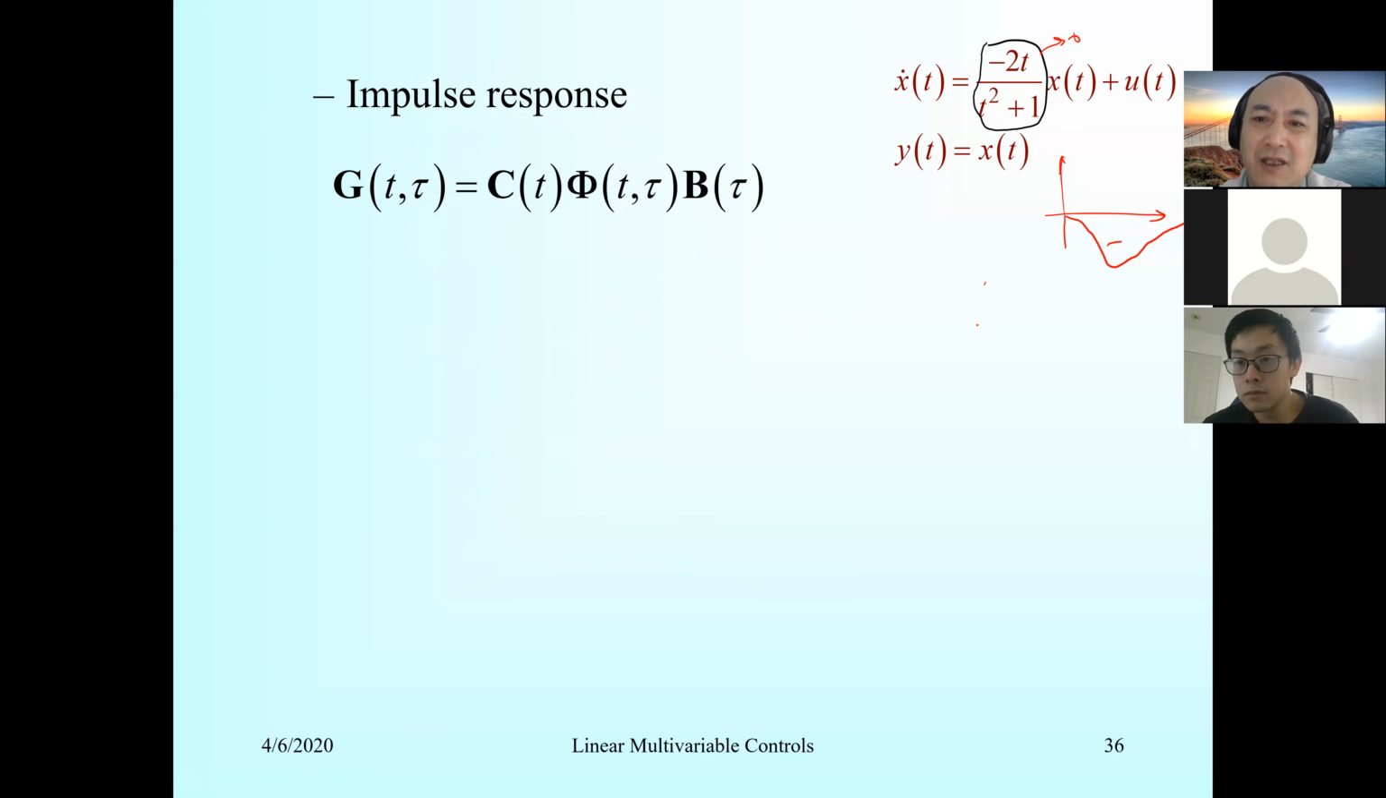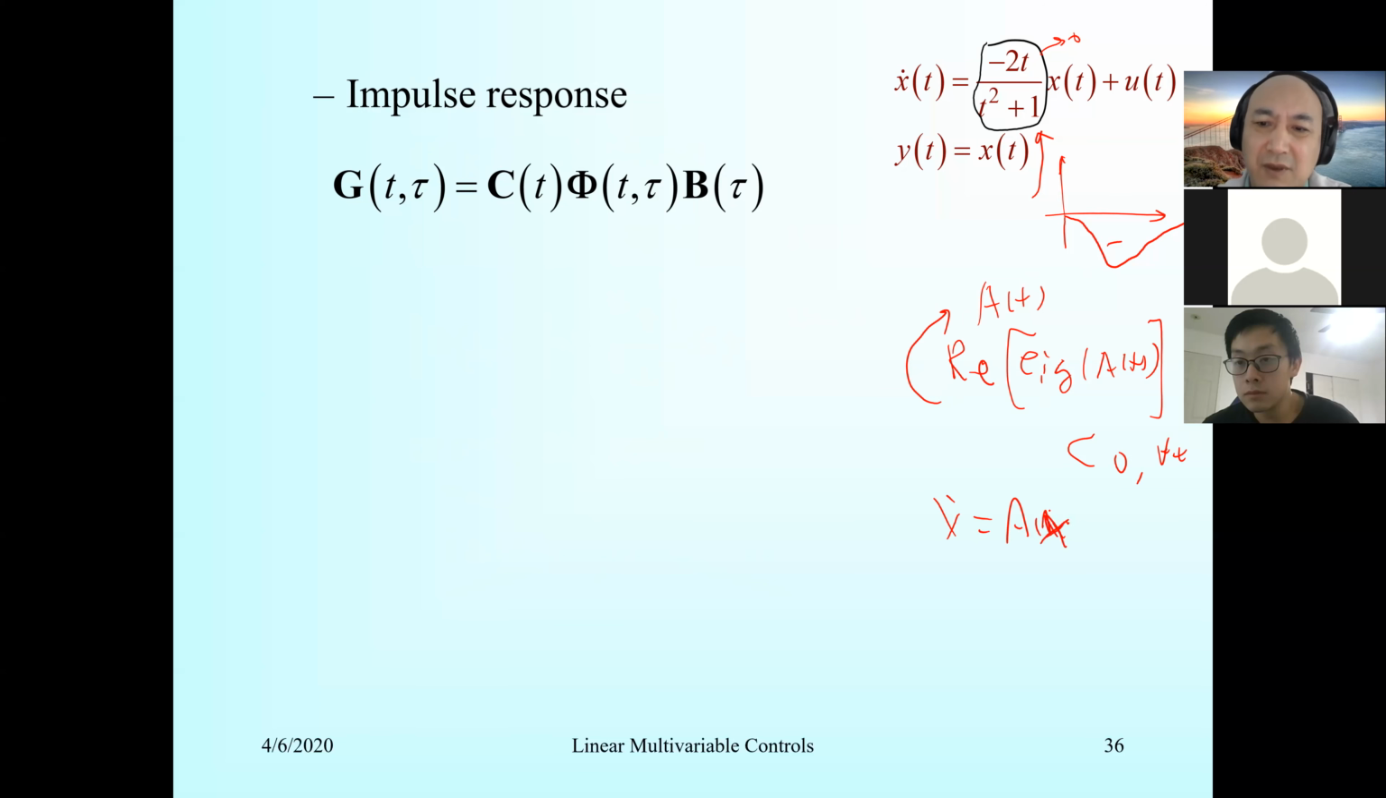But I told you last time that you have A(t) in here. If the real part of the eigenvalue of A(t) is less than 0 for all t, it still may not be a stable system. I showed you some examples last time. But for the LTI case, this is true.